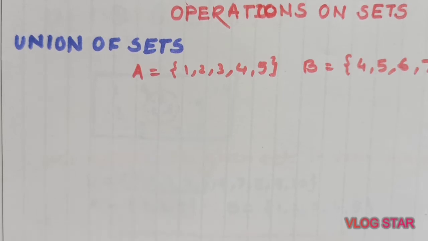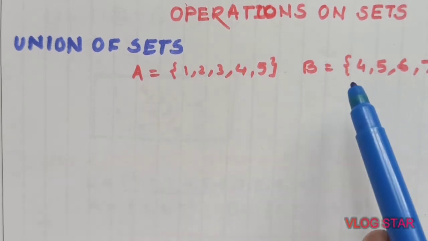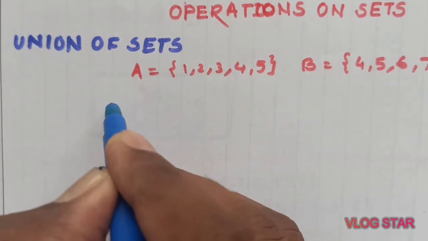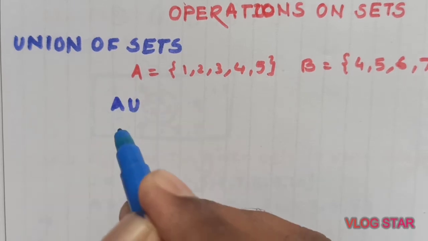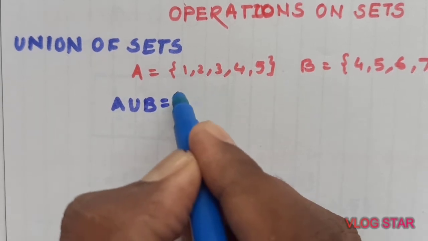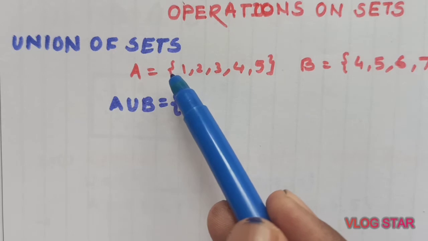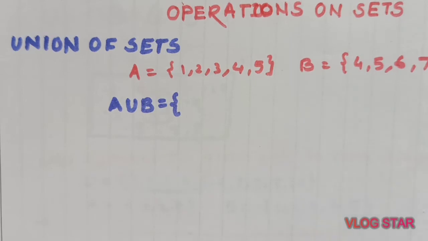Before that, you should know what is union. Union of two sets is the set of all elements from A, all elements from B, and common elements are taken only once. So we'll write union of A and B. The symbol used for union is ∪. So A union B. Now what elements are we supposed to write in this group? All elements in A, all elements in B, and elements should not be repeated.